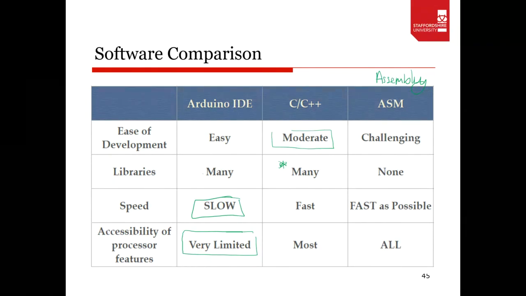The speed of it running is much faster, and we can access most of the processor features. So if we know the variable names or the processor names, then we can access them. Now, assembly language, it's a lot more challenging. There are no libraries at all, and it's as fast as possible execution.